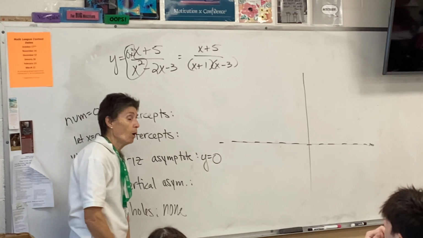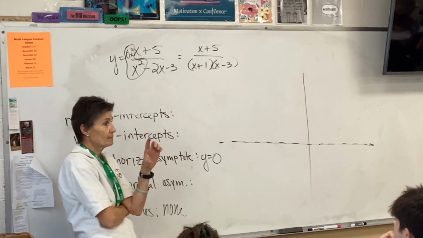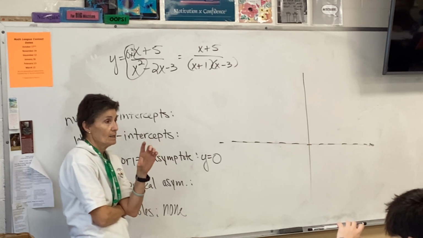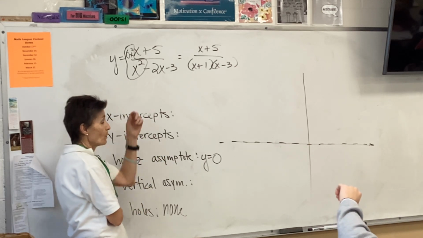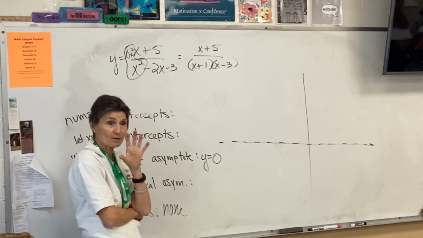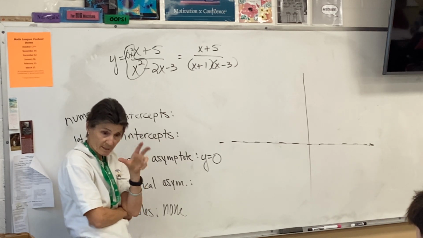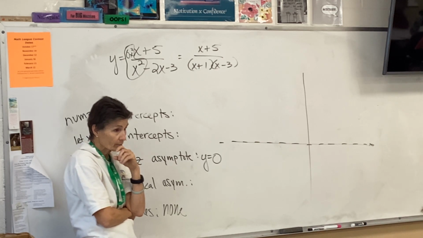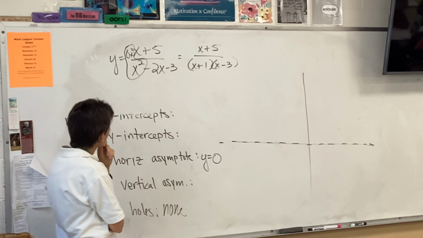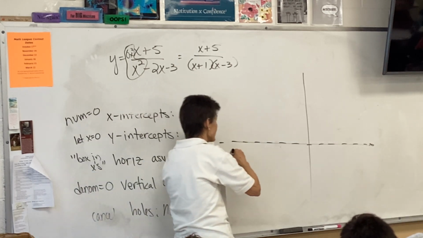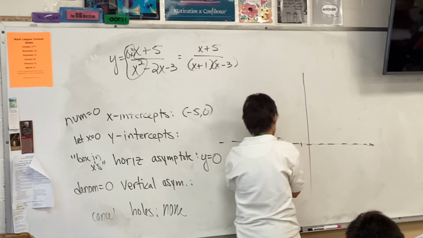Remember, when you box in, you always compare the highest powers. So the highest power is x squared. Wherever you're missing one, you put in a 0. I don't have one on the top, so it's 0 over 1, which is 0. The x-intercept is going to be -5. There's only one of them because they come from the numerator.